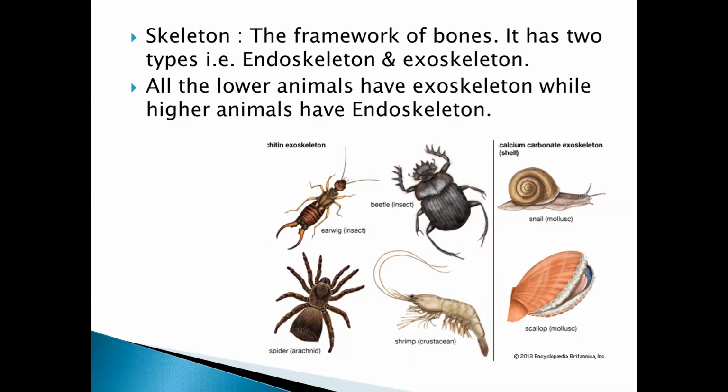Exoskeleton is the skeleton which is present outside the body of animals. It is a very hard structure made up of calcium carbonate, and sometimes it is called chitin exoskeleton. So all the lower animals have exoskeleton, while higher animals like us have the endoskeleton. I repeat, exoskeleton is made of a very hard structure called chitin, and sometimes of calcium carbonate. Like beetles, worms, and insects, you may have looked at them around you. Higher animals and humans have the endoskeleton. I hope you have understood till now.